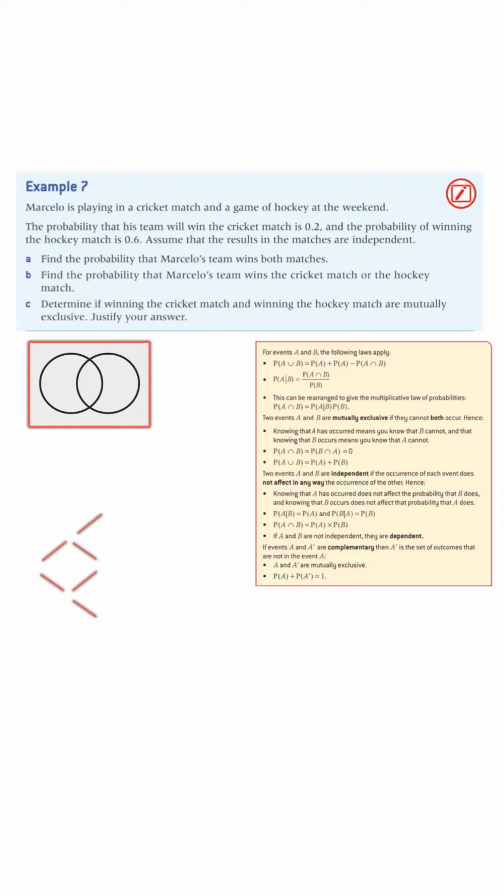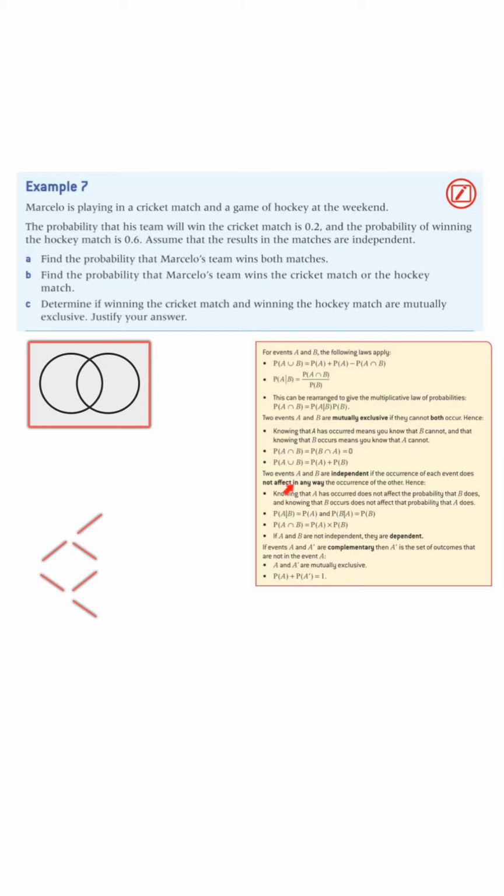Let's have a look at example 7 together. Now this covers a lot. It says Marcelo is playing in a cricket match and a game of hockey at the weekend. The probability that his team will win the cricket match is 0.2, and the probability of winning the hockey match is 0.6. Assume that the results in the matches are independent. Now this tells us a lot.